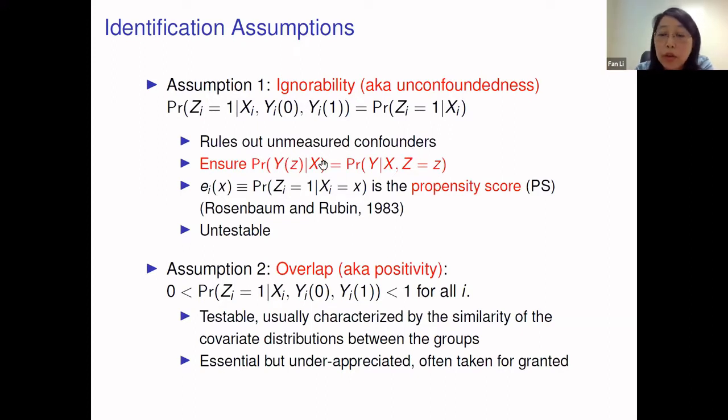So this is quite different. This side is the potential outcome. This side is the observed outcome in one group. So we will see that this is essential. And then this thing, the probability of z equal 1, the probability of treatment given covariates, is called the propensity score. And so this ignorability assumption is essential.